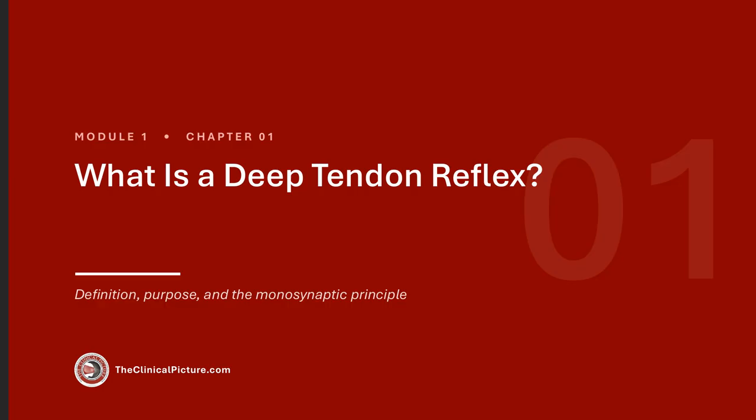The nervous system is faced with a continuous challenge. How do you maintain upright posture and controlled movement in a body where muscles are constantly changing length, constantly dealing with unexpected loads, and constantly at risk of being overstretched? The deep tendon reflex is one of the nervous system's most elegant solutions to that problem. Let's look at the definition and the mechanism.